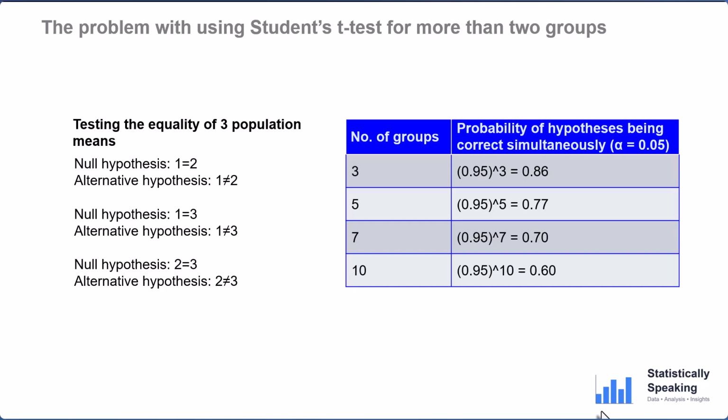However, as the number of groups increases, the accuracy of the results would decrease. So for 5 groups, for example, at an alpha level of 0.05, you would have 0.95 raised to the power of 5. So the probability of the hypotheses being simultaneously correct would be 0.77. And if the number of groups increases to, say, 10, it would be even lower. This is what's called the expanding alpha problem or the alpha inflation problem. But thanks to the great British statistician Ronald Fisher, we have the ANOVA test, which avoids exactly this problem.